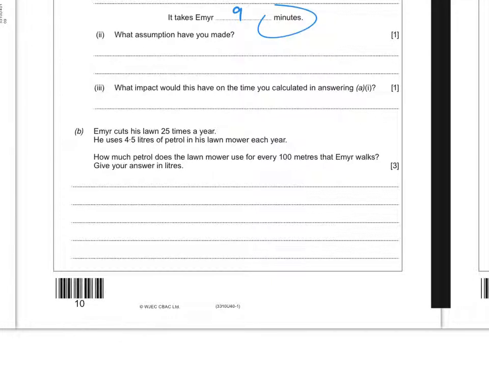For the second and third part of this question, it asks what assumption have you made and what impact would this have on the answer we've calculated. So what we've assumed here is that Emir is walking in a straight line, or there's no turning, or that he's working at a constant rate, so that he didn't stop once. So for any explanation around that, I could put no turning, but I'll just put walking in a straight line.